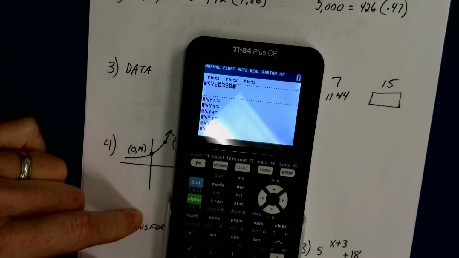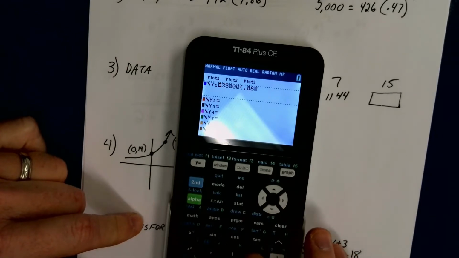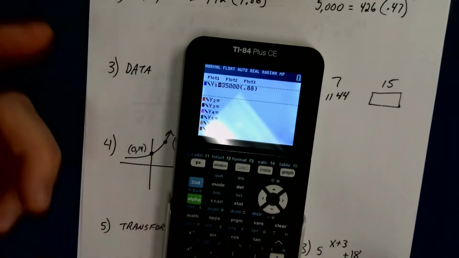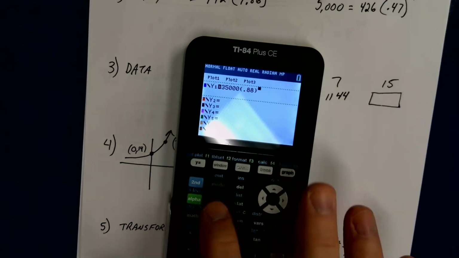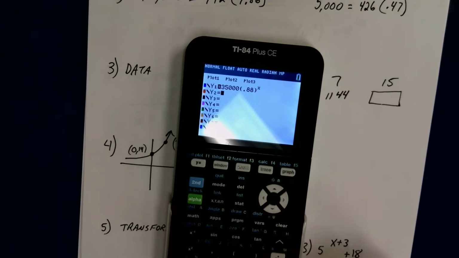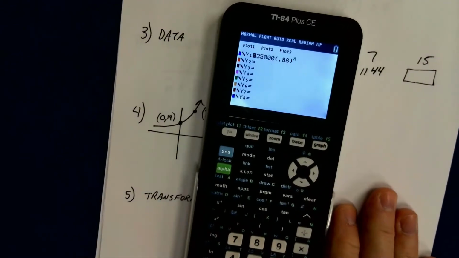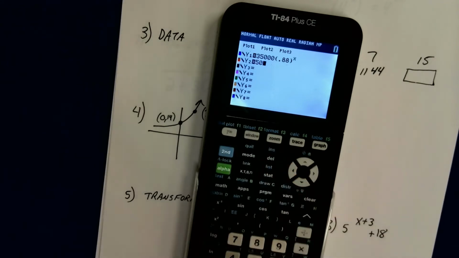So 35,000 parentheses 0.88. I can change that, if I know that 1 minus 0.12 is 0.88, that works out for me. So you can see that it's decaying, it's depreciating because the number is between 0 and 1, raised to the t, because now I don't know what it is. And again, we have to use x in our calculators, y equals format. Go ahead and put in 5,000 here and zoom 6.